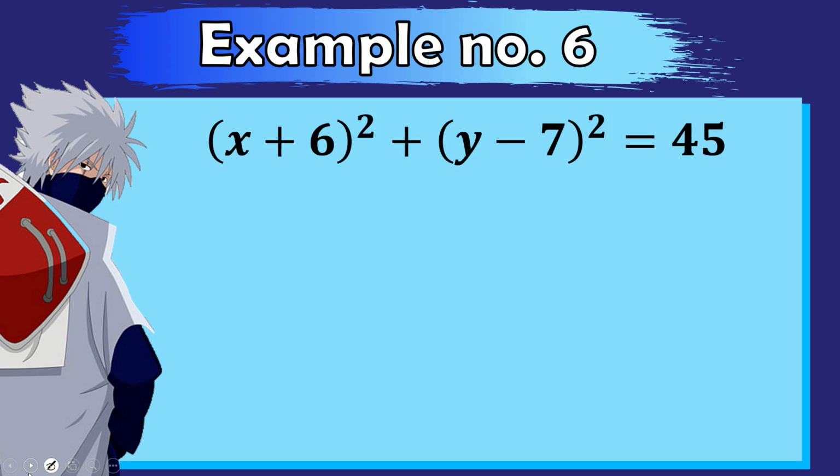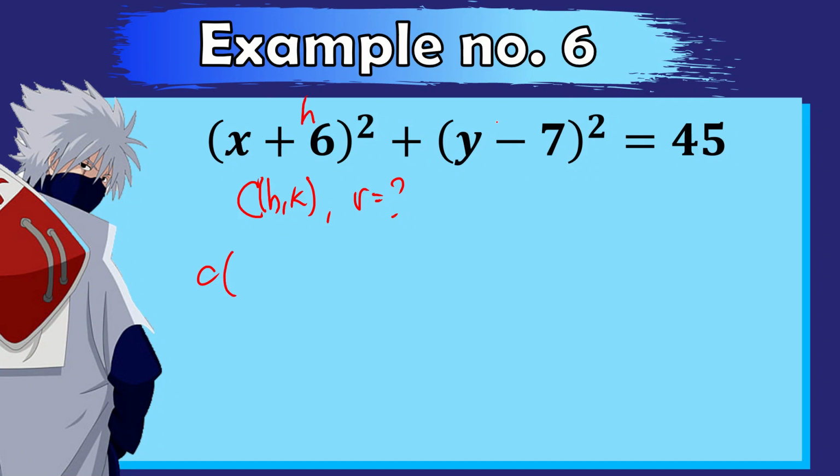Okay po. This is the last one na po. So, for example number 6, we are given the equation x plus 6 squared plus y minus 7 squared is equal to 45. So again, ang hahanapin natin dito, grade 10, is the center denoted by h and k and the length of the radius. O, center muna tayo kasi yung pinakamadali.